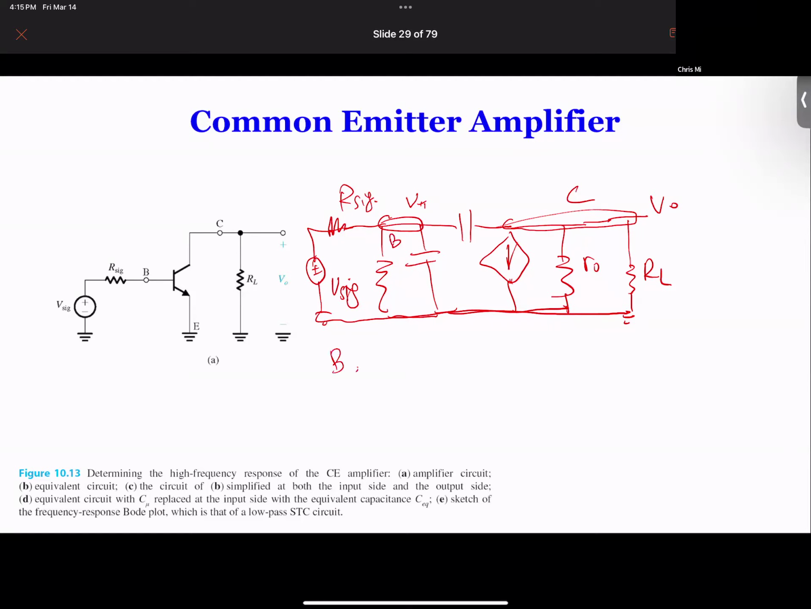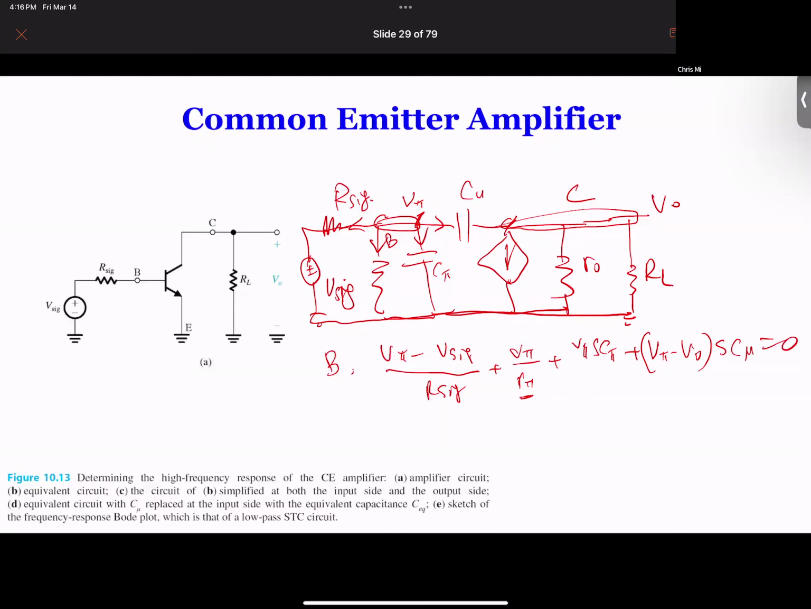So on node B, we have 4 currents. And again, we have all currents flowing out, you can write the equation to be V pi minus V Sig divided by R Sig plus V pi over R pi. So this is a term that we don't have in the MOSFET. And then plus V pi times S, what they call this? They call this C pi. S C pi, and plus V pi minus VO, that's the voltage between B and C, times S C mu, and then that's 0. That's the current.